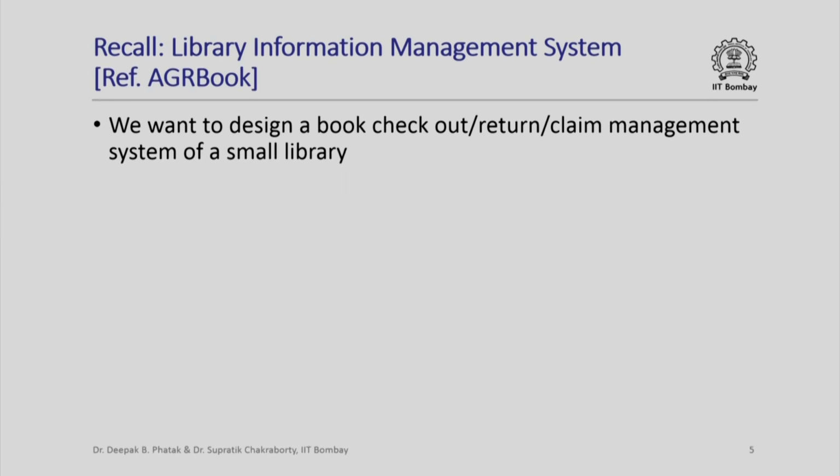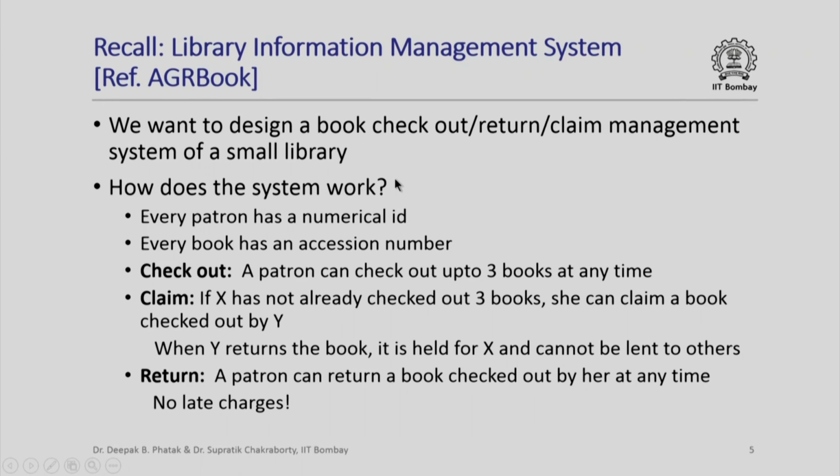Now, if you recall from the last lecture, we were trying to design a simple library information management system which was motivated by the discussion in AGR book, and this simple information management system was supposed to keep track of books checked out by patrons in the library, books returned by patrons in the library, and books claimed by patrons in the library. So to recap, here is how we wanted our system to work.